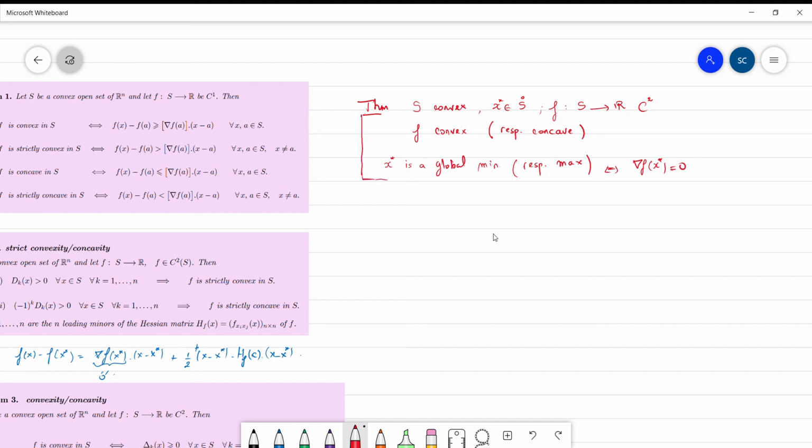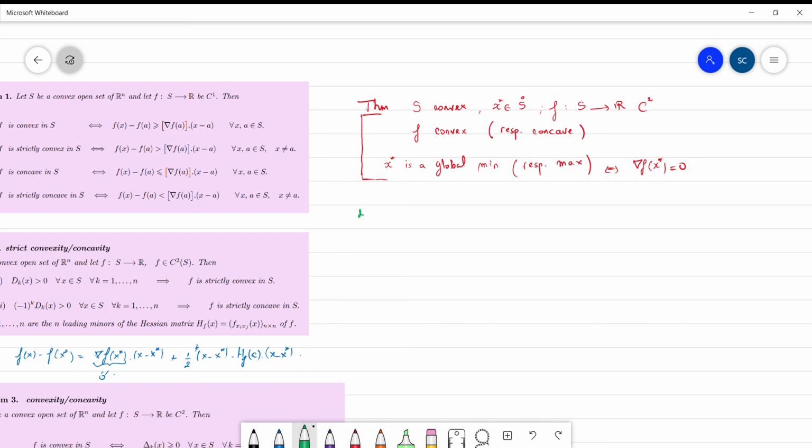Once we check the convexity or concavity of our C2 function, then if you have a critical point, if it is convex, it is a global minimum. If it is concave, the critical point will be a global maximum point. Okay, great. So let's do one, or maybe two examples.